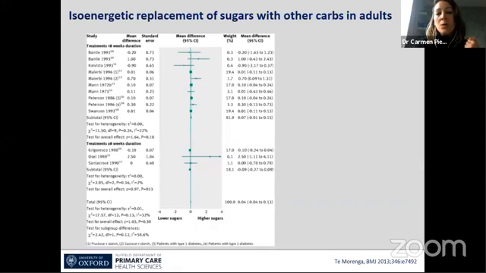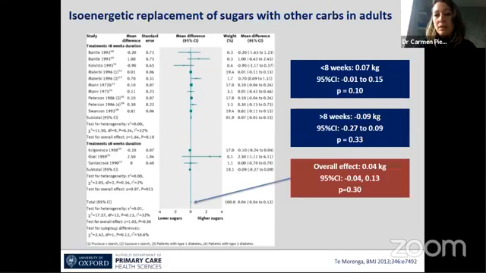However, when we see the isoenergetic replacement of sugars with other carbohydrates, we have no effect in the short term, longer term, or the overall effect. So the effect of sugars, like it happens with dietary fat, happens through the effects on energy intakes.